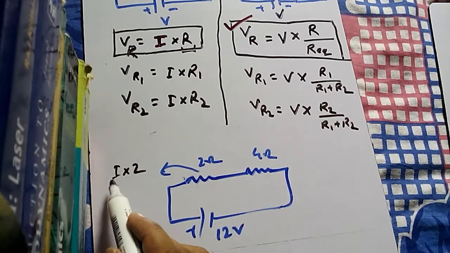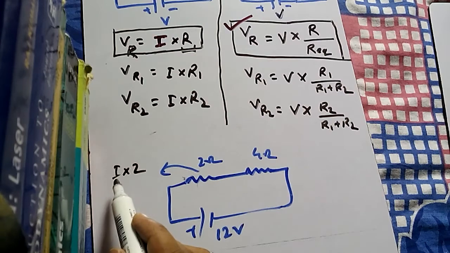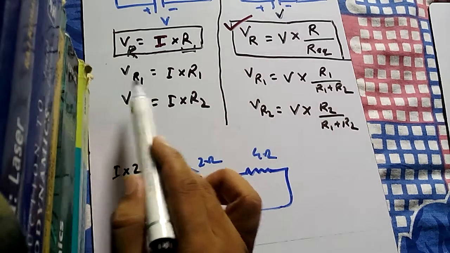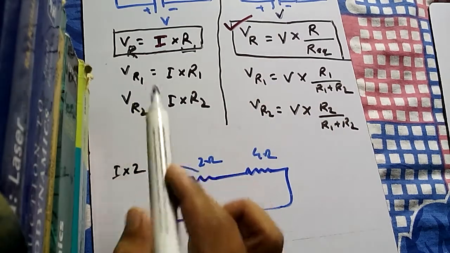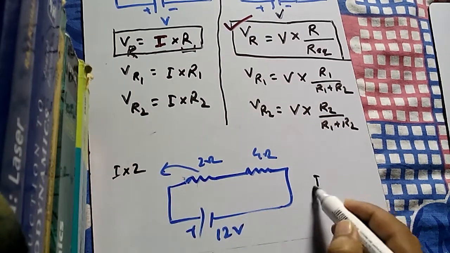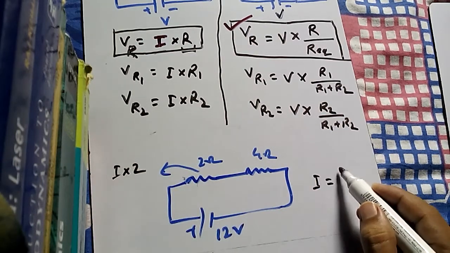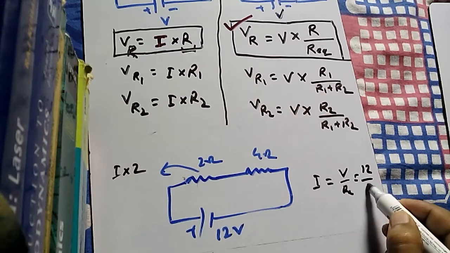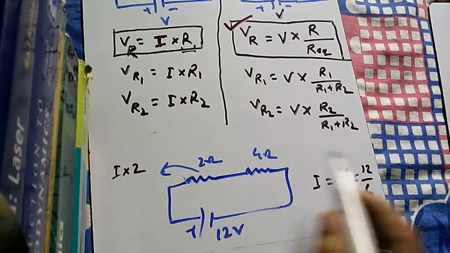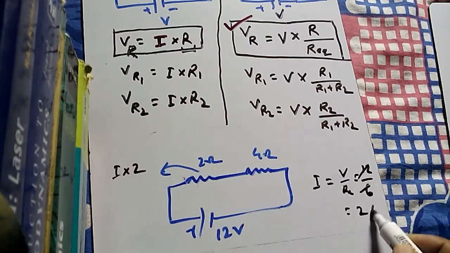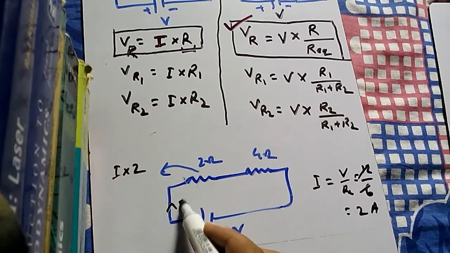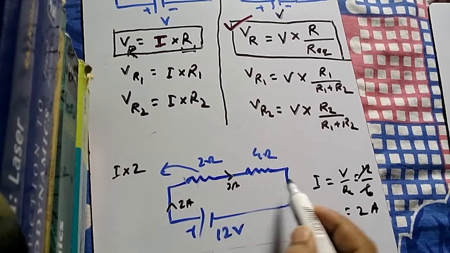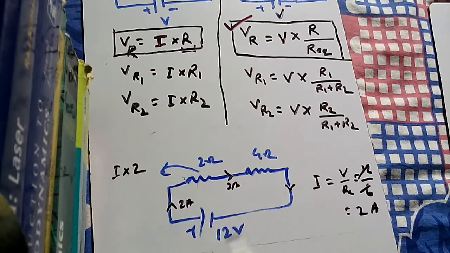I just told you that I must first of all calculate current for using Ohm's law as the voltage drop formula. So I am bound to calculate the current. I is equal to V by R equivalent, so V is 12 by 6, 2 plus 4 is 6, 2 ampere. So in the whole circuit there is 2 ampere current. Current is always a single current in the whole circuit, you must remember it.